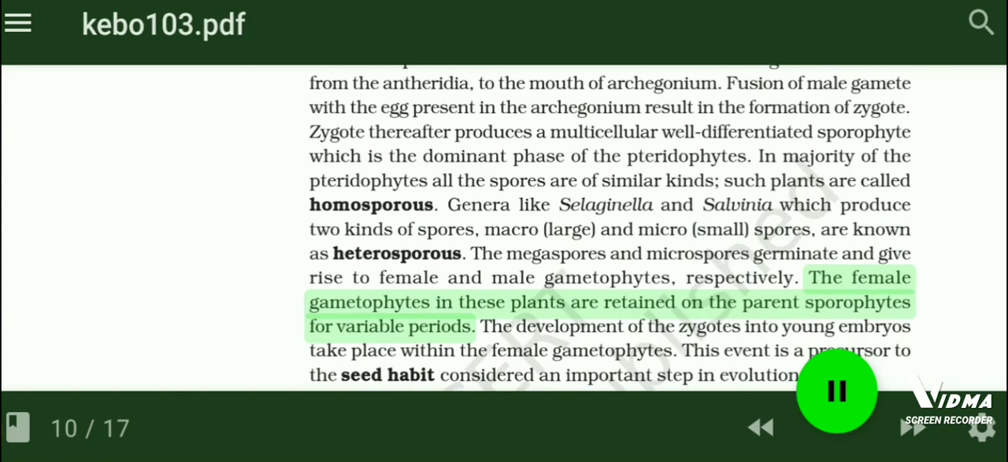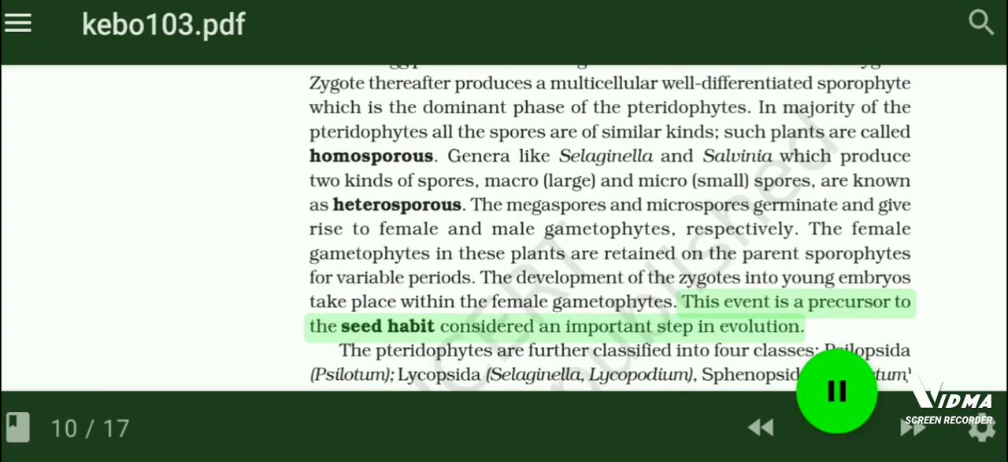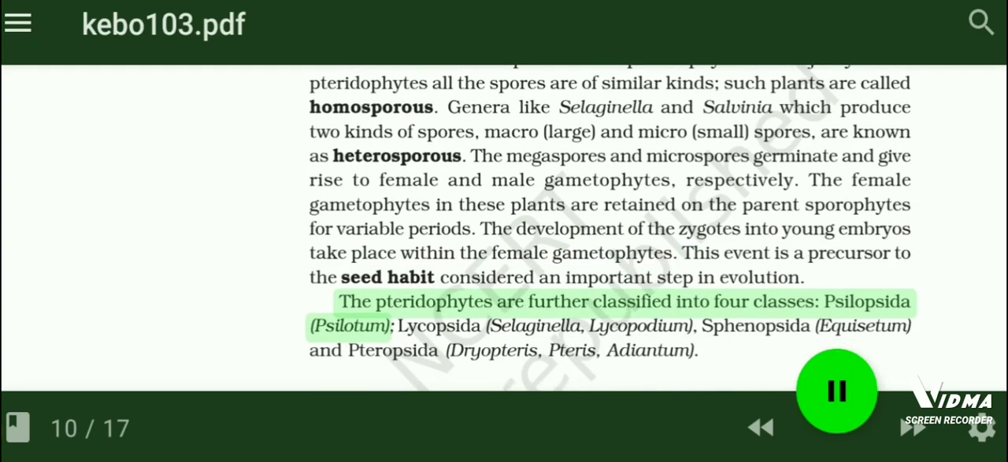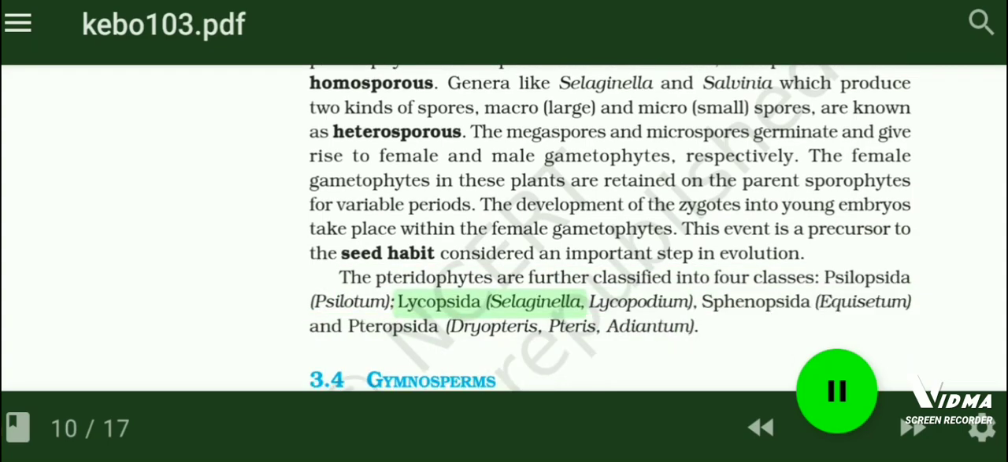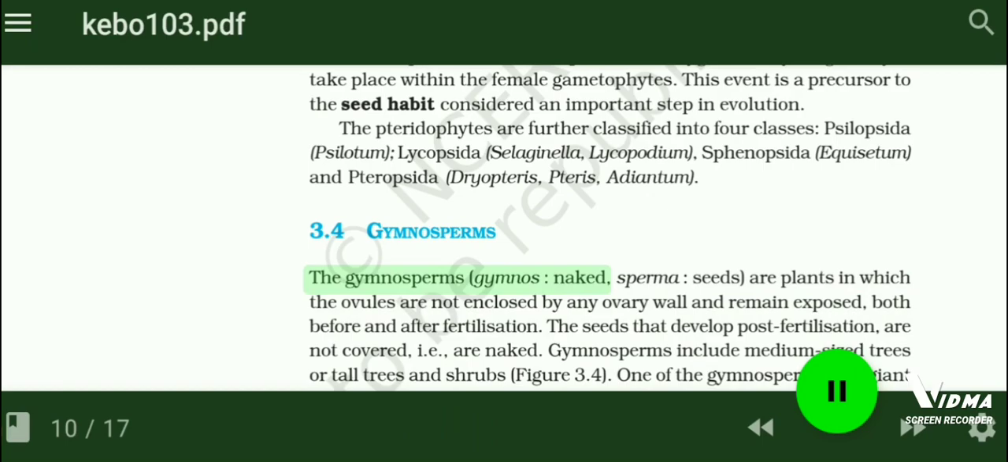In the majority of the pteridophytes, all the spores are of similar kinds. Such plants are called homosporous. Genera like Selaginella and Salvinia, which produce two kinds of spores, macro (large) and micro (small) spores, are known as heterosporous. The megaspores and microspores germinate and give rise to female and male gametophytes, respectively. The female gametophytes in these plants are retained on the parent sporophytes for variable periods. The development of the zygotes into young embryos takes place within the female gametophytes. This event is a precursor to the seed habit, considered an important step in evolution.